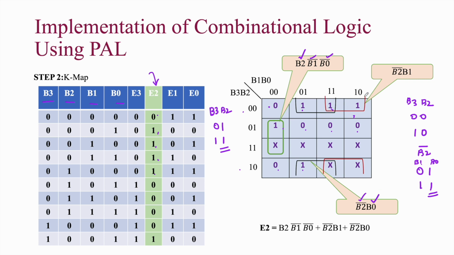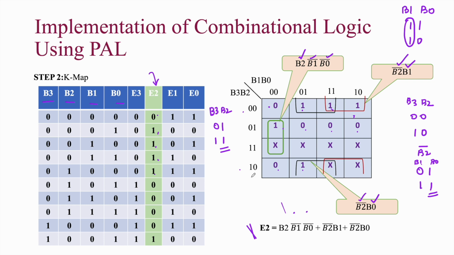Now the third group holds 0, 0, 1, 0. So again 0, 0, 1, 0. B2 does not vary. It is 0, therefore it is B2 bar. When we go for the column consideration, it is 1, 1 and 1, 0. These 2 columns are common to this group, that is 1, 1, 1, 0, which is nothing but B1, B0. When we look into B0, B1 is not varying, therefore we take B1 for the term. So when we write the final expression for E2, we add all these terms together, which is nothing but B2 B1 bar B0 bar plus B2 bar B1 plus B2 bar B0. This becomes the final expression for E2.